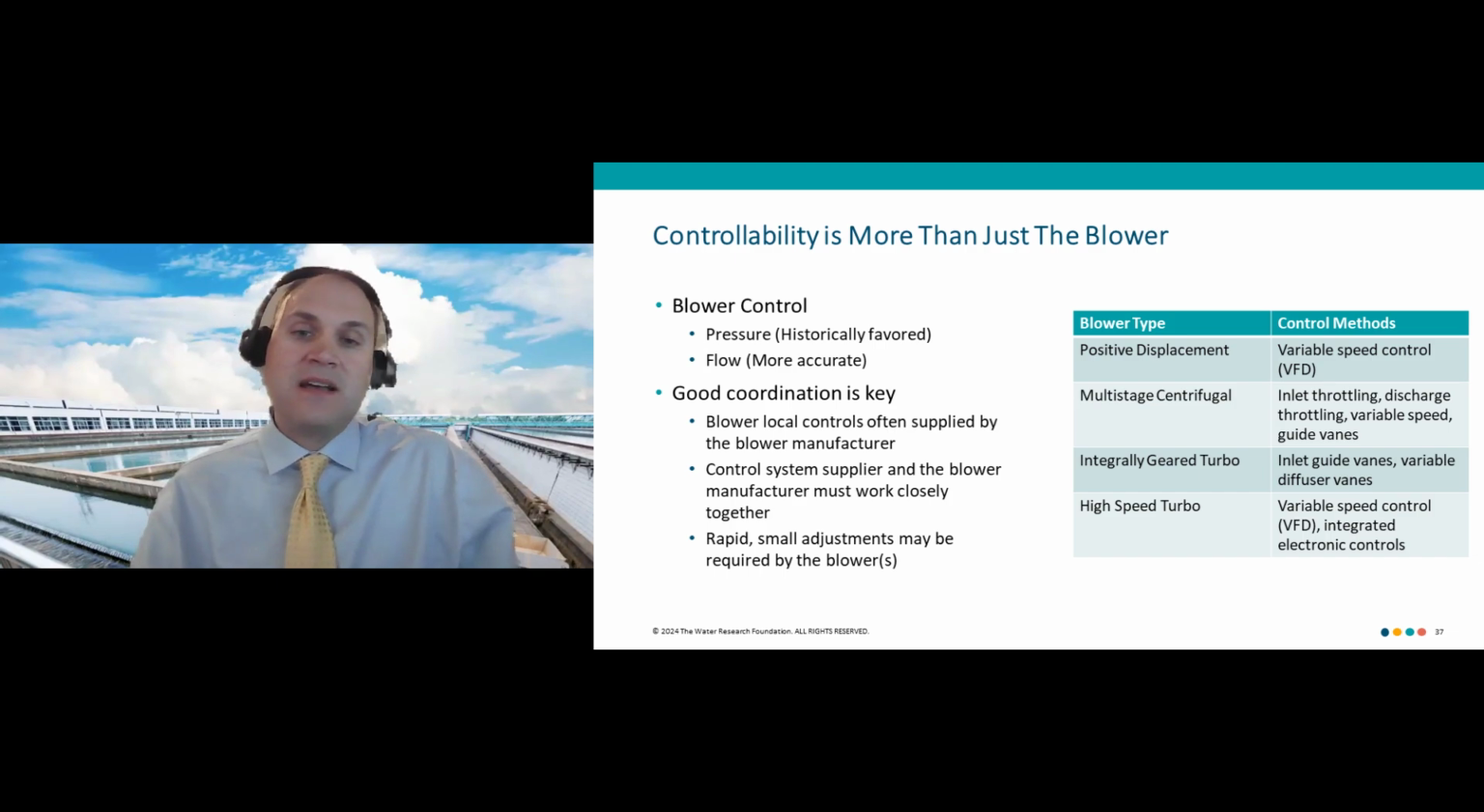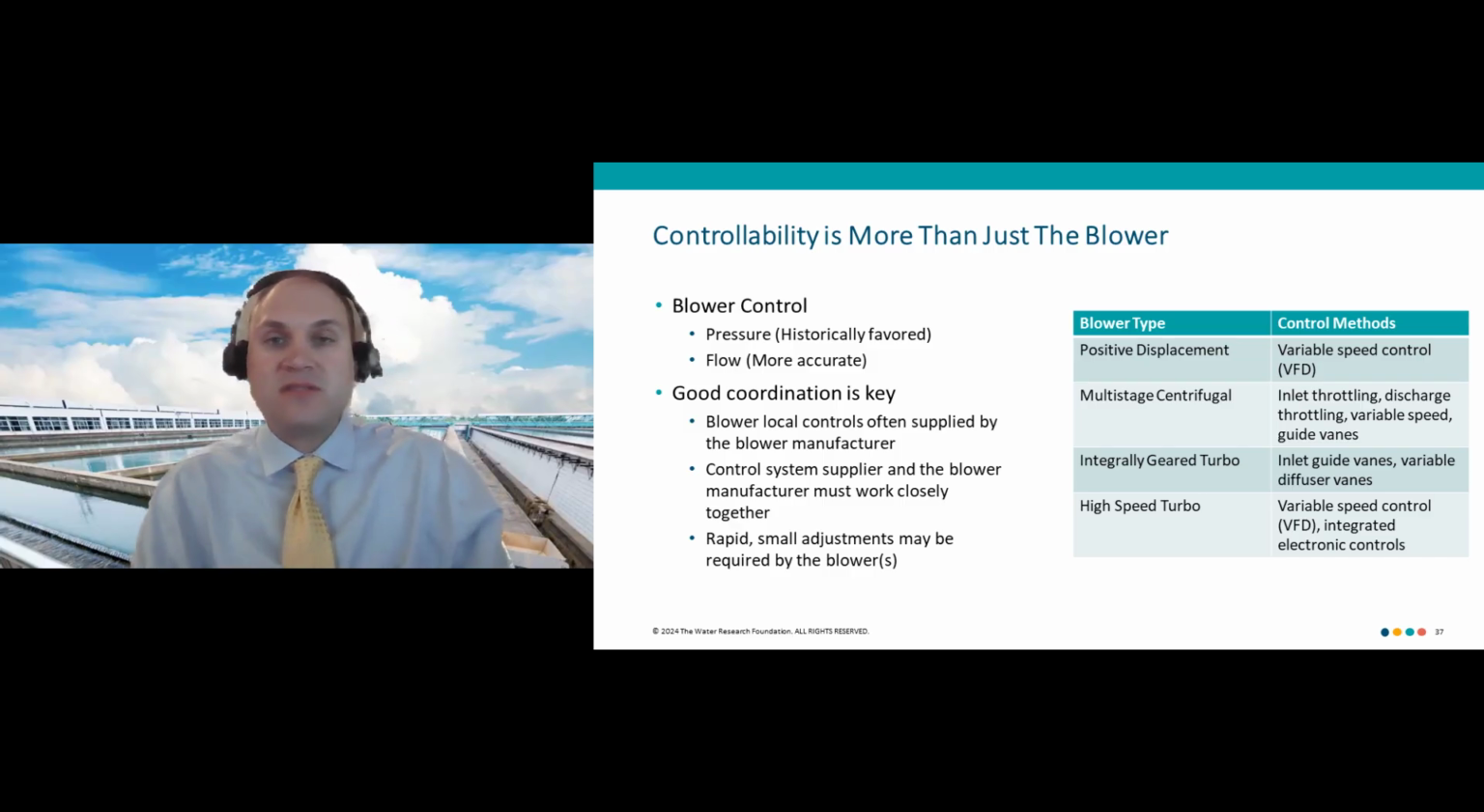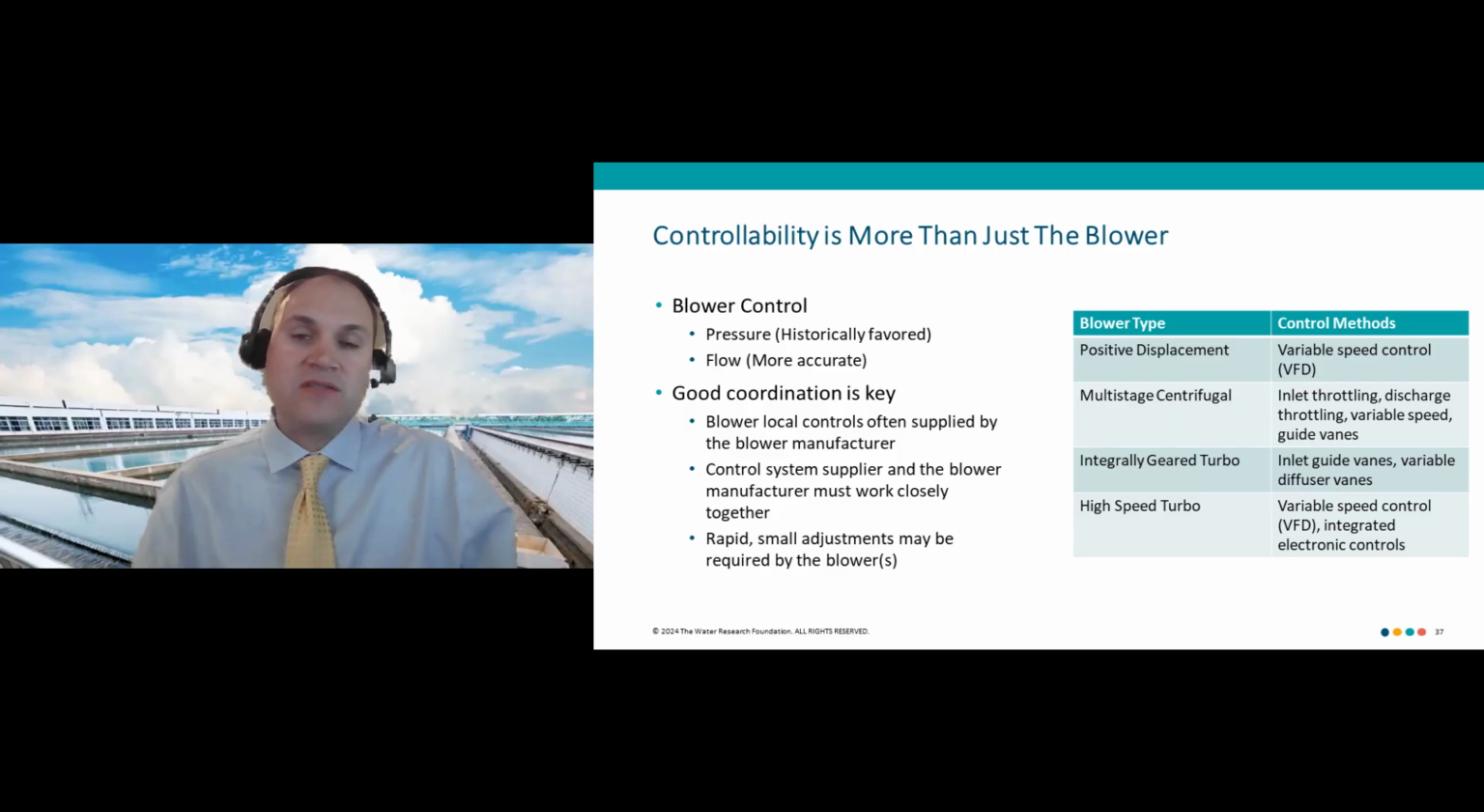Multi-stage centrifugals have the most varied control methods, so they can do inlet throttling, discharge throttling, or put a variable speed VFD on the motor, or use guide vanes. Depending on which one of those methods your multi-stage centrifugals are equipped with, you might get better or worse control. Integrally geared turbo blowers typically come with inlet guide vanes, and more and more frequently now they have dual point control, so they also have variable diffuser vanes on them. Having dual point control is going to give the finest control over the output of those blowers.